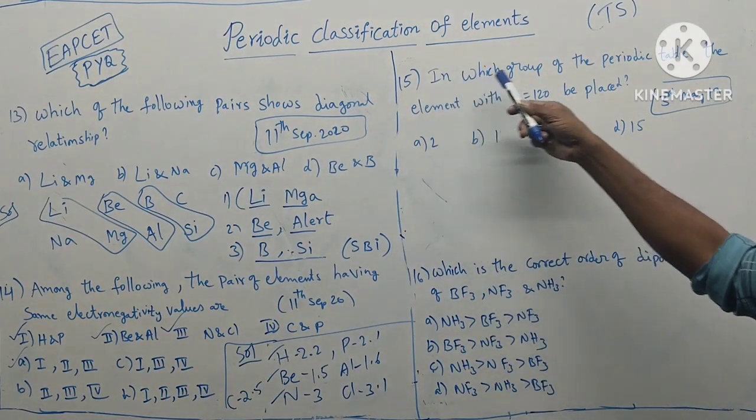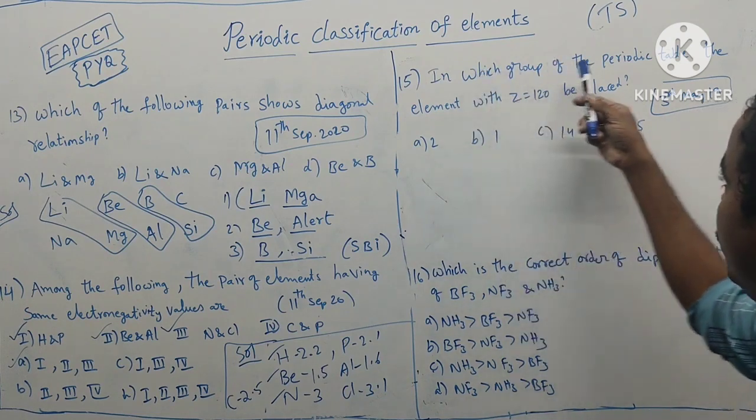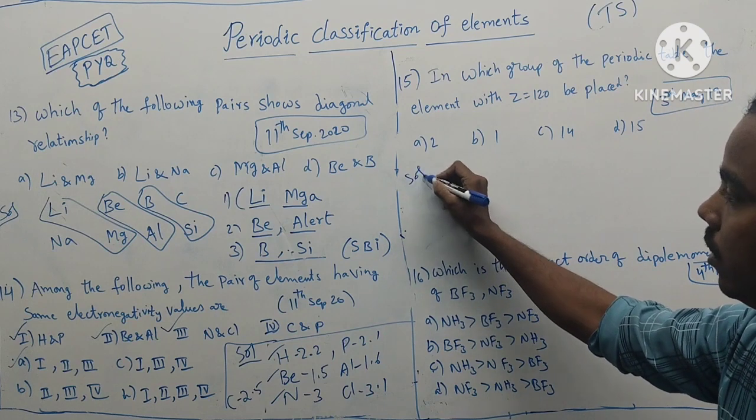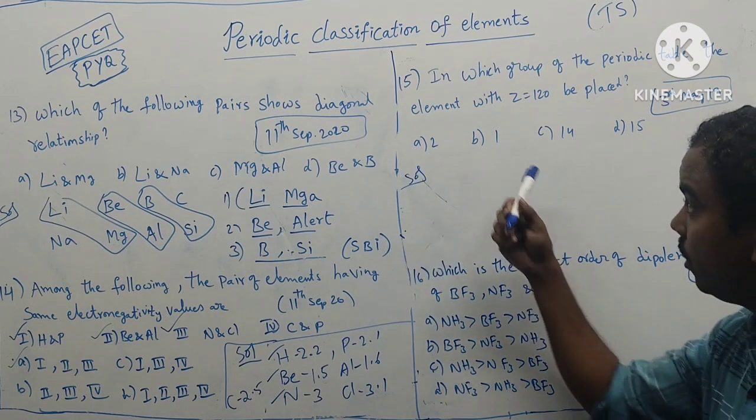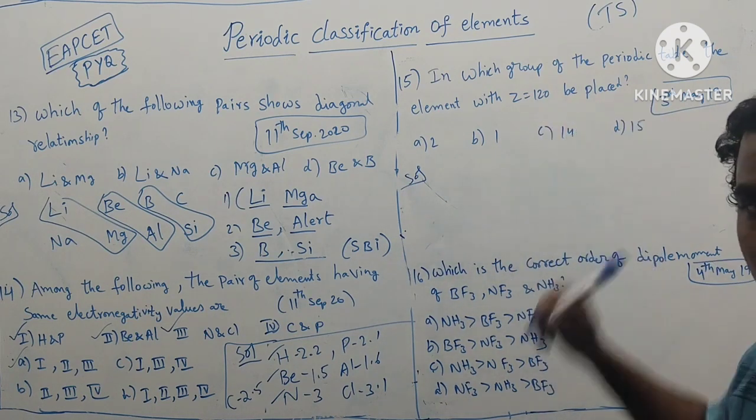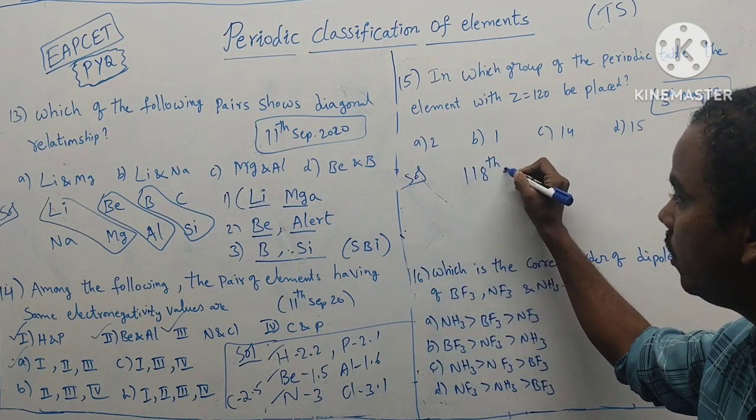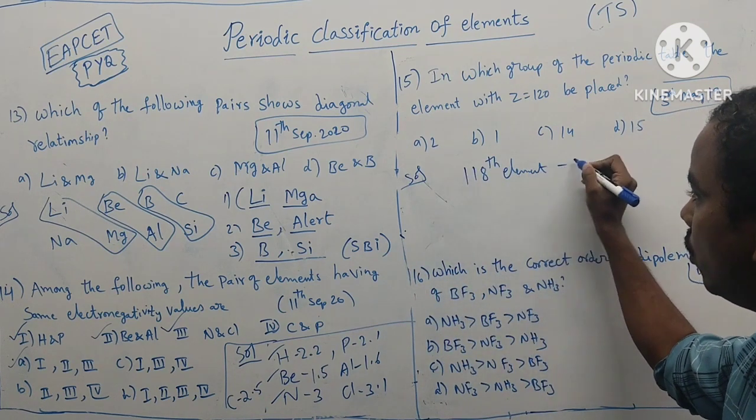Next, 15th question. In which group of the periodic table would the element with Z equal to 120 be placed? It's very important. We know that 118 elements are present. The 118th element is a noble gas.